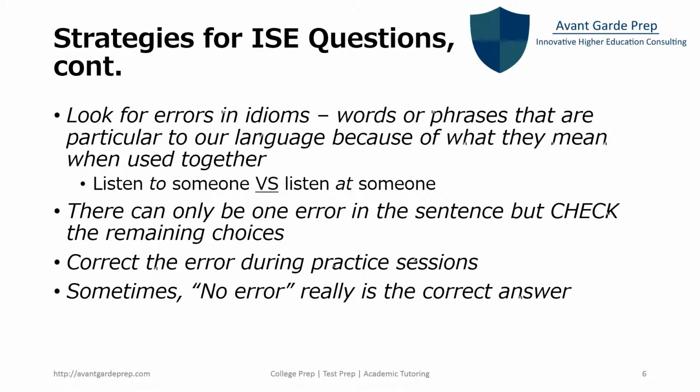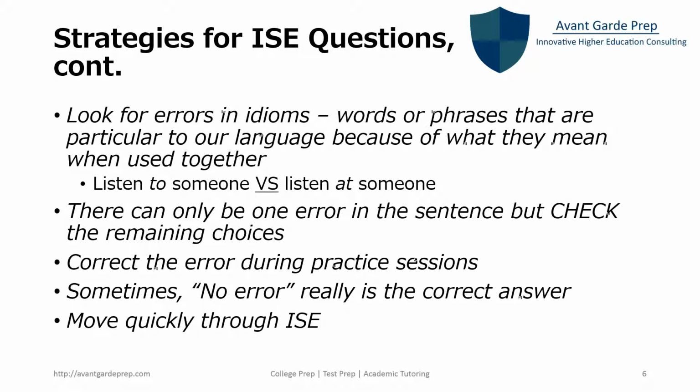And then sometimes no error really is the correct answer. That's kind of hard for us when we're told that this section is about finding errors. But the SAT does like to have perfect sentences. In fact, 1/5 or 3 to 4 of the ISE questions are going to be correct. So you're going to be choosing answer choice E.